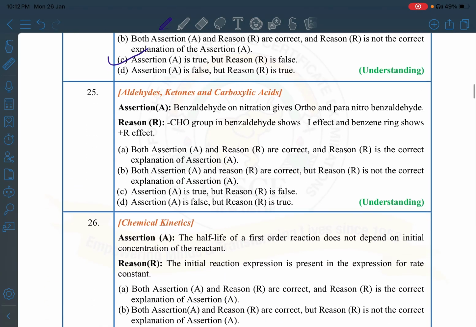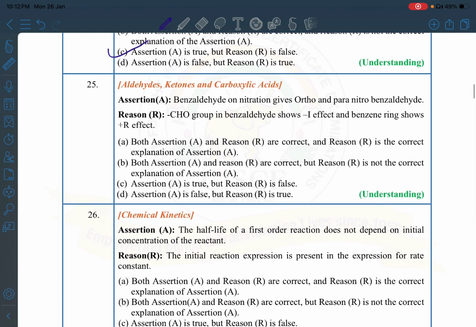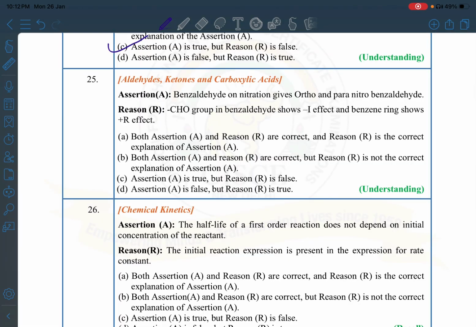Then question number 25: benzaldehyde on nitration gives ortho and para nitrobenzaldehyde. So benzaldehyde is this, and this is CHO. CHO is actually a minus M group which directs to the meta position. So technically it gives meta nitrobenzaldehyde. So the first statement is incorrect.